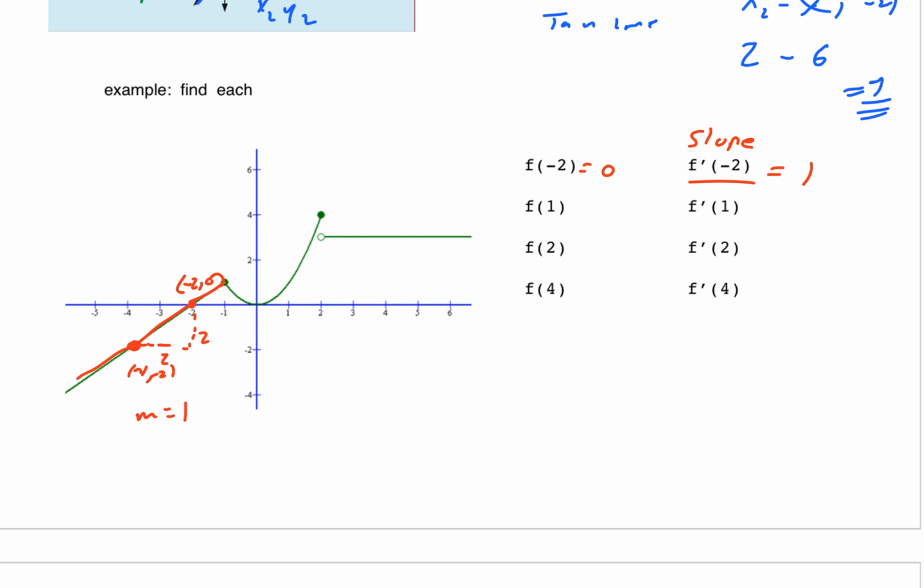Now let's go f of 1. F of 1's right here. Let's just say it's 1. F prime of 1, slope of the tan line. Now here's a curve. I actually gotta draw a tan line. God, my tan lines are awful. And then you gotta find the slope of that tan line. Let's just estimate that, because come on, who cares? That's 2. Let's say that's 3. So my tan line is gonna be rise over run.